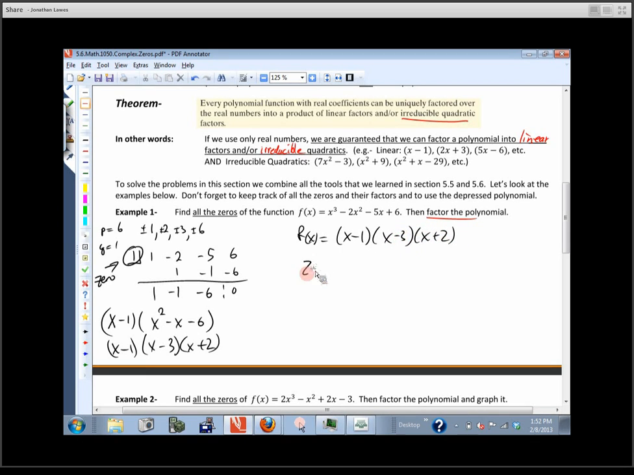And then the other work is just writing down the zeros. All we have to do is write down the zeros. So that's going to be a 1, a 3, and a negative 2. And I'm finished with the problem.